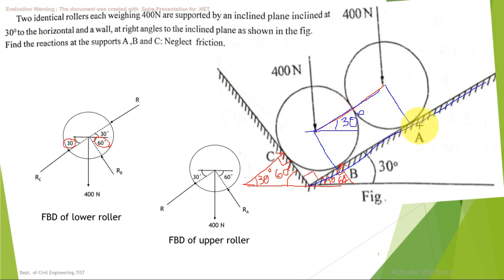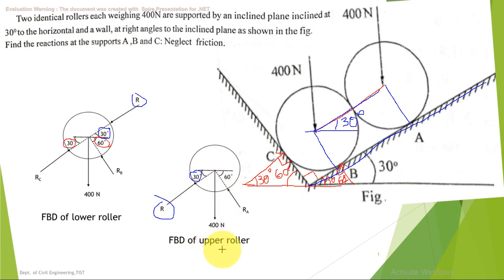So the angle between this line and horizontal is the same as that of the inclined plane, 30 degrees. If the reaction between the rollers acts along this line, the reaction will also have an angle of 30 degrees with the horizontal. So the angle between R and horizontal is 30 degrees. In the second roller also you can mark the angle between R and horizontal as 30 degrees. These two forces have the same magnitude but opposite direction.